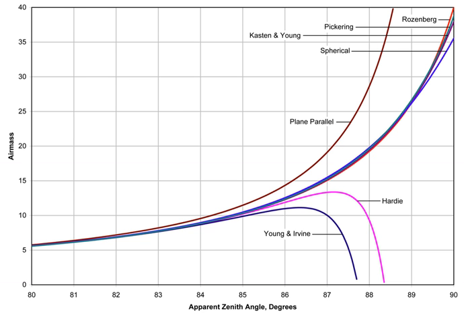Topic: Variable density atmosphere. In a real atmosphere, density decreases with elevation above mean sea level. The absolute air mass σ then is σ = ∫ρ ds.